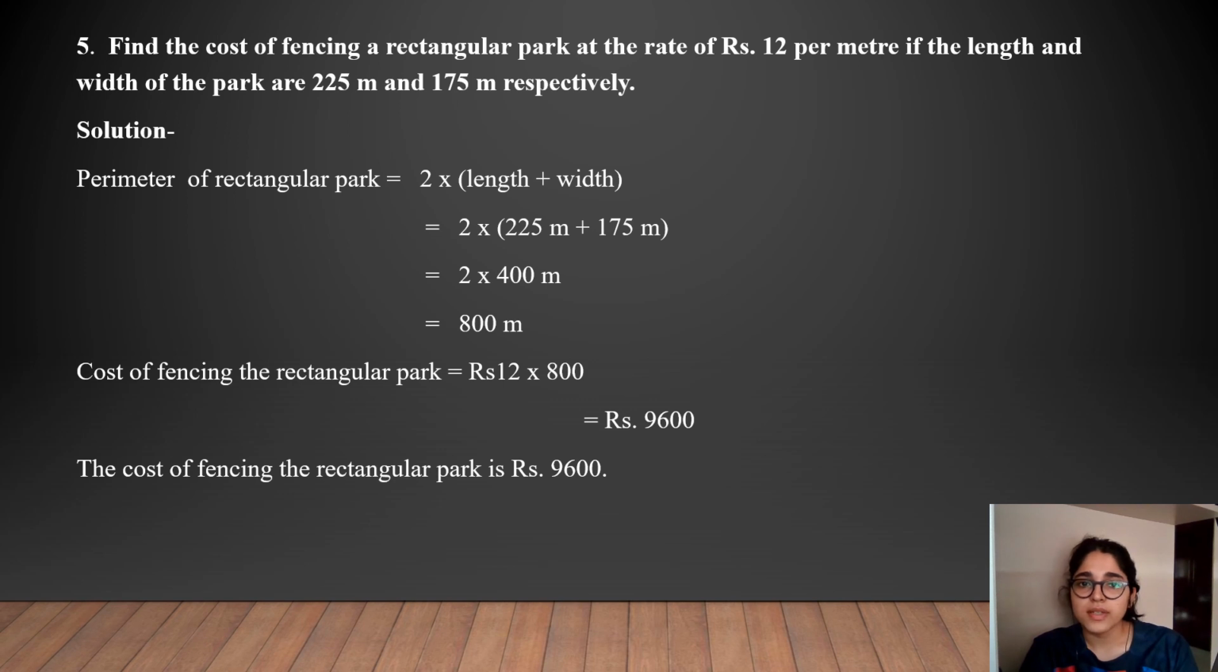Find the cost of fencing a rectangular park at the rate of rupees 12 per meter if the length and the width of the park are 225 meter and 175 meter respectively. So to find the cost of fencing where rupees 12 is the rate per meter. Whenever we speak about fencing, it means that it's a boundary that we are creating. So boundary means again perimeter. Therefore we are trying to find the perimeter of the rectangular park.